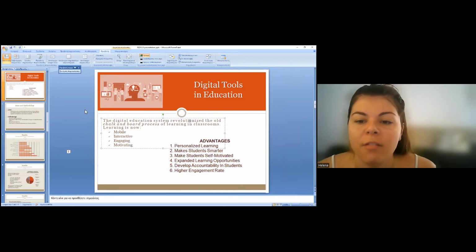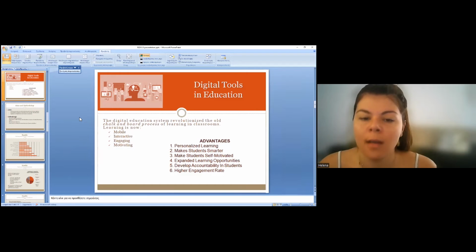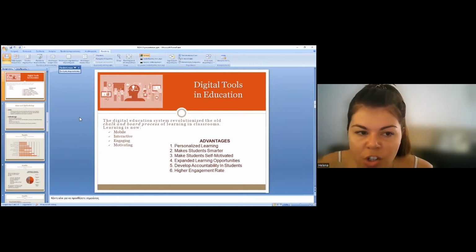Now I was saying that learning is now more interactive and engaging with all these digital tools. Children can have access to a more personalized learning. They can expand their learning opportunities and can achieve a higher engagement rate, as shown in the advantages.